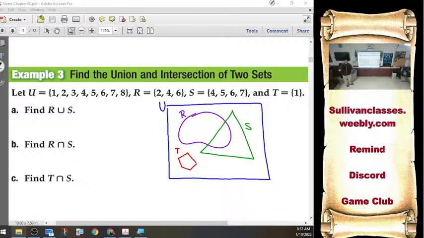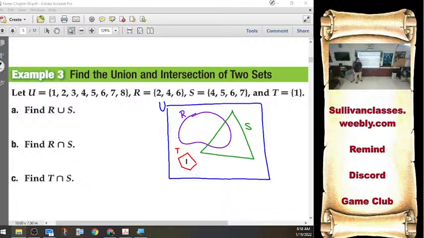T is a single element, right? So start with, is that single element in any other set besides the universal? No. So that means T is floating out here. This is Vanellope with her code almost deleted.